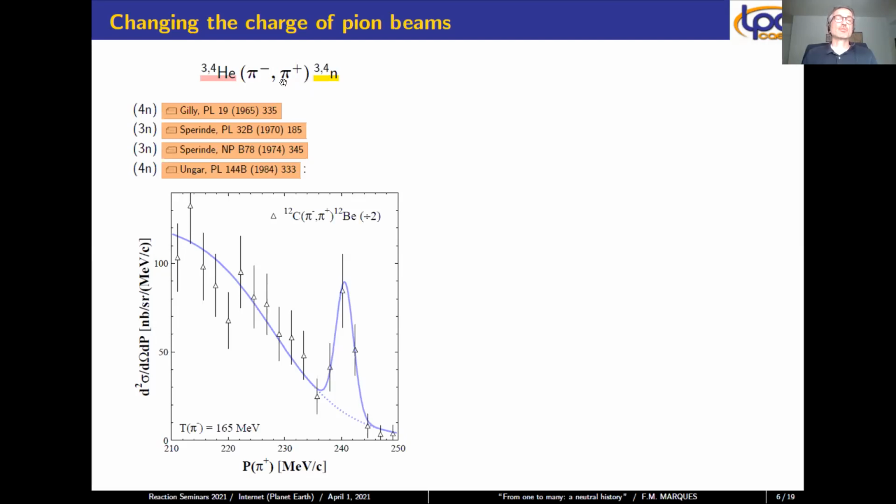So what you are looking for is peaks in the energy of the pi plus that would correspond, by missing mass, to peaks in the energy of the 3 or 4 neutron system.